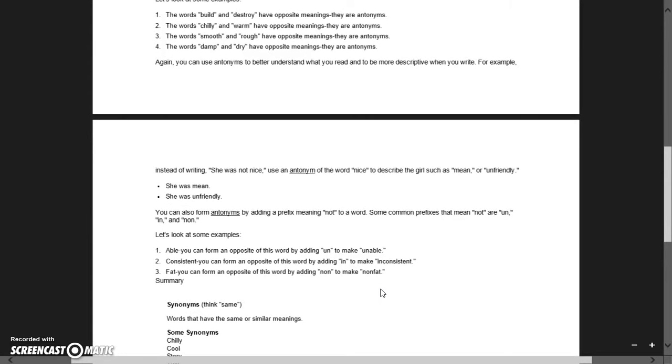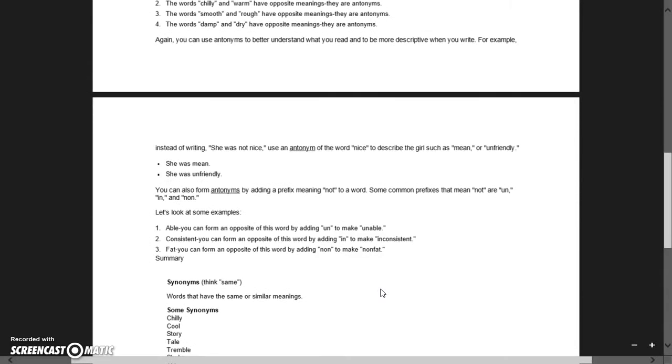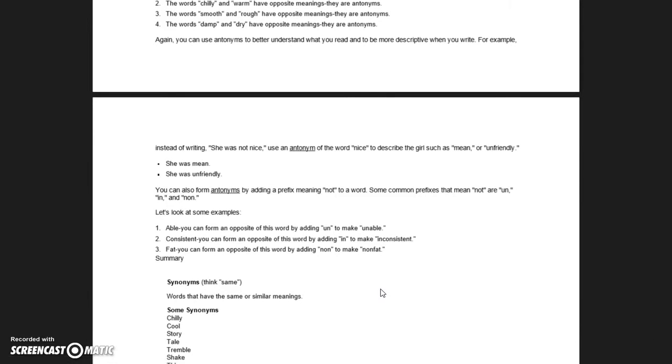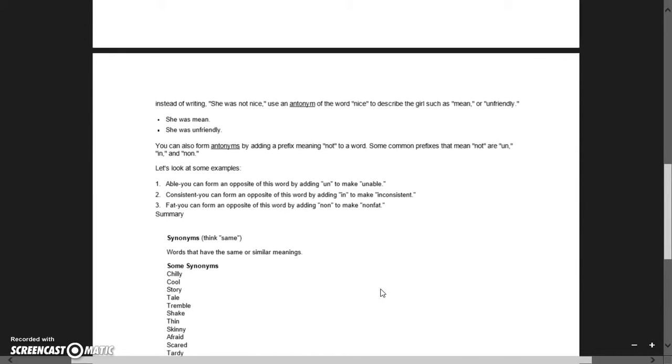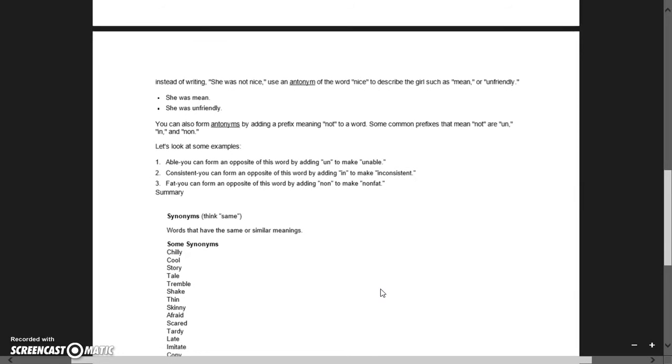Consistent. You can form an opposite of this word by adding in to make it inconsistent. So if something's consistent, but you want to say the opposite of consistent, you say it was inconsistent. Or fat. You can form an opposite of this word by adding non to make it non-fat. So if something's fat, but you want to say, well, I'm buying non-fat dairy, then you put a non in front of the fat. Synonyms. Think. Same. Words that have the same or similar meaning.